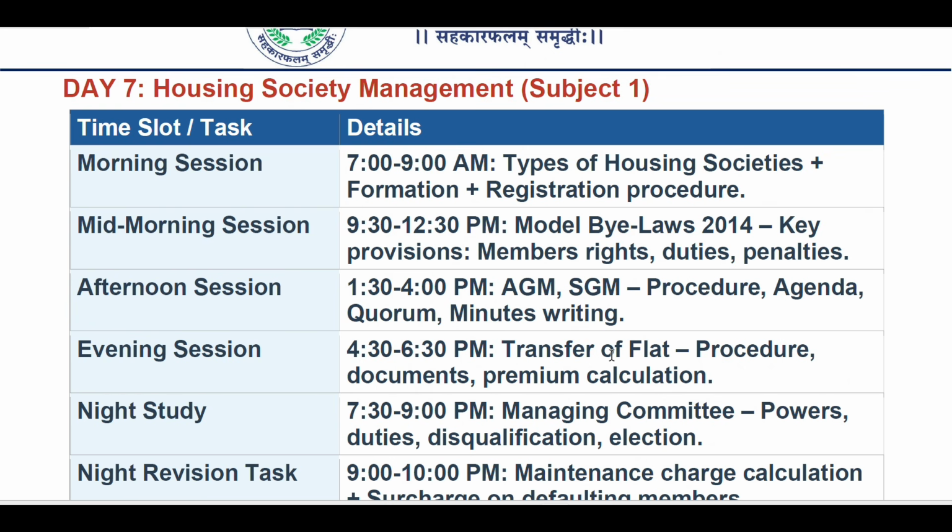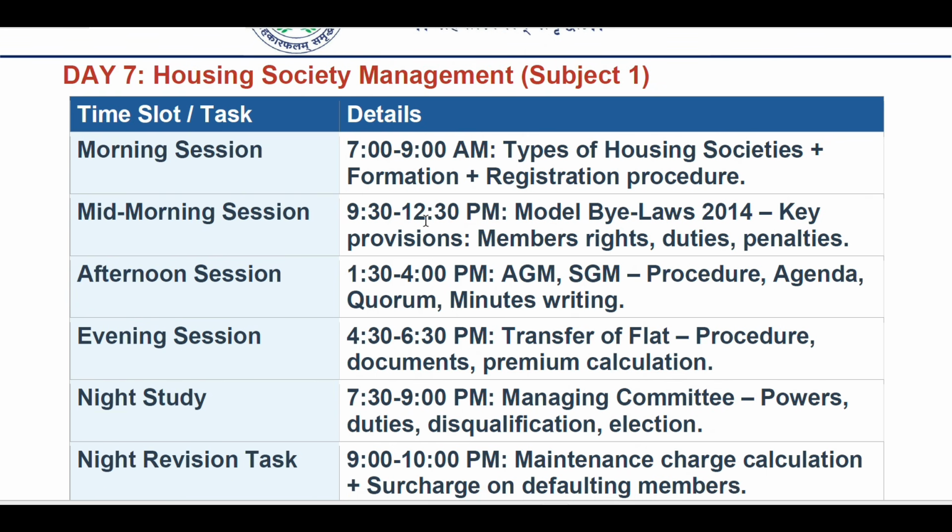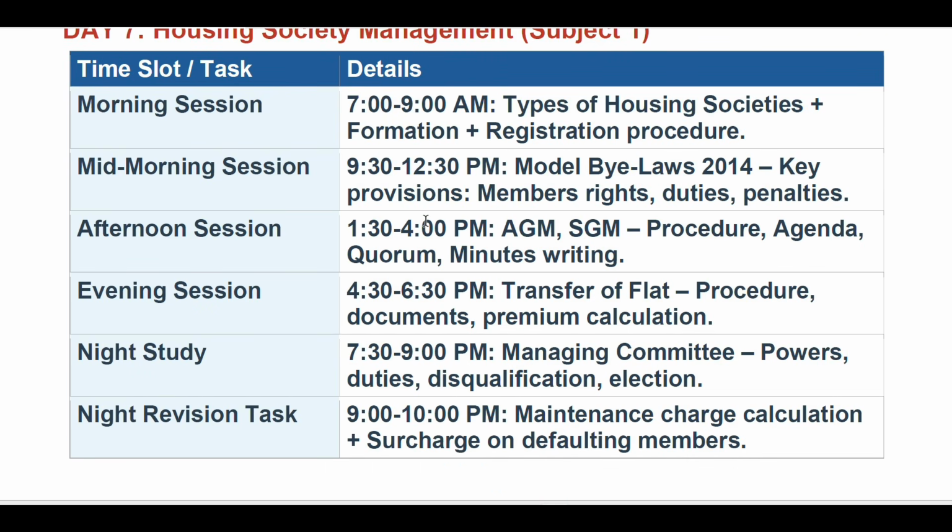But on day 7, housing society management, CHM subject, the first subject, which is very important, because from now on, in just 6 days, your first paper will be there. In the morning session, study types of housing societies plus formation plus registration procedure. In the next session, study model bylaws 2014, key provisions, members' rights, duties, and penalties.